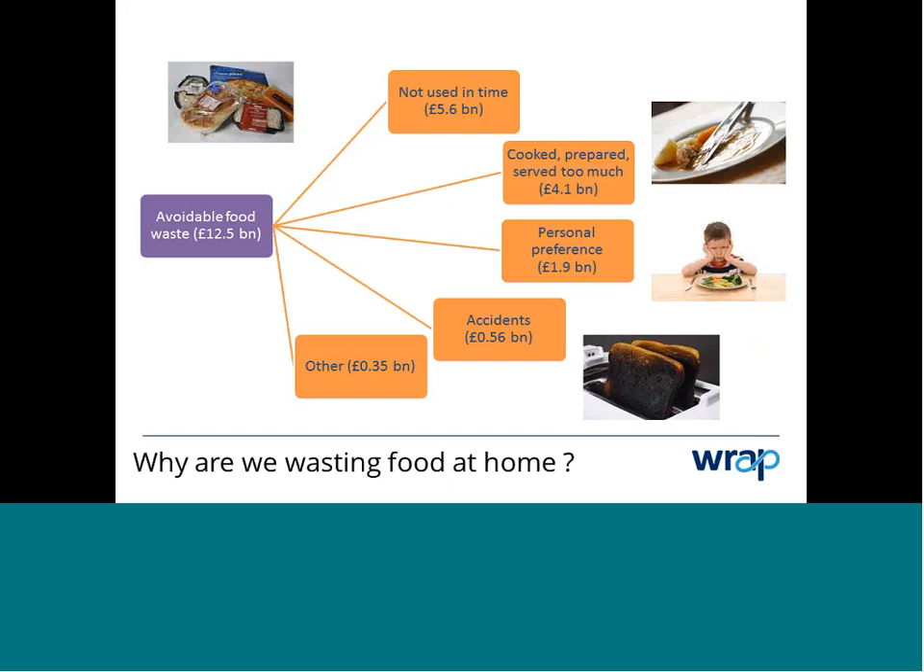So the 4.2 million tonnes of avoidable household food waste is worth 12.5 billion on an annual basis. And looking at the reasons given, you will see that there are 2 main reasons. And these are not used in time, which is worth 5.6 billion, and cooked, prepared and served too much, worth 4.1 billion. So you won't be surprised to know that we focus our efforts on these 2 reasons for disposal.